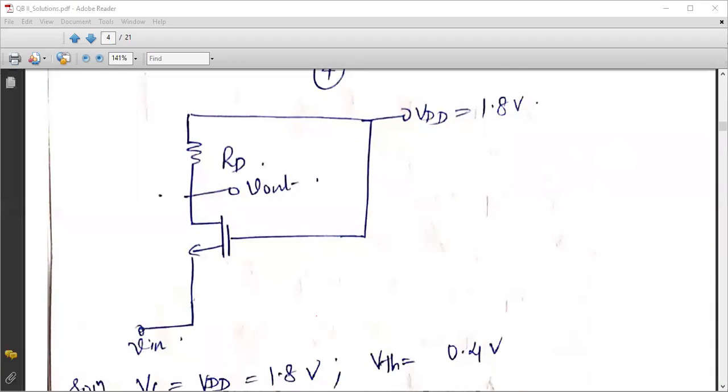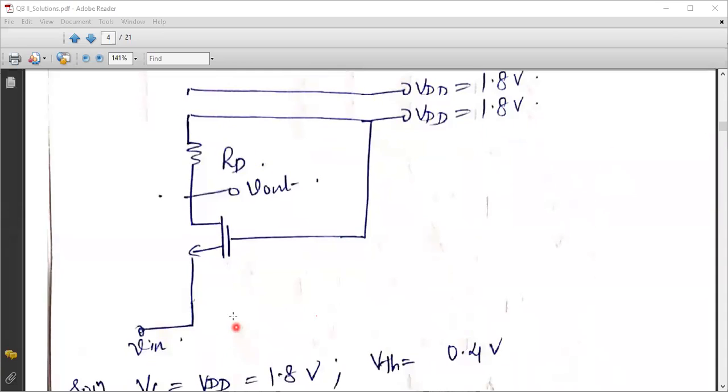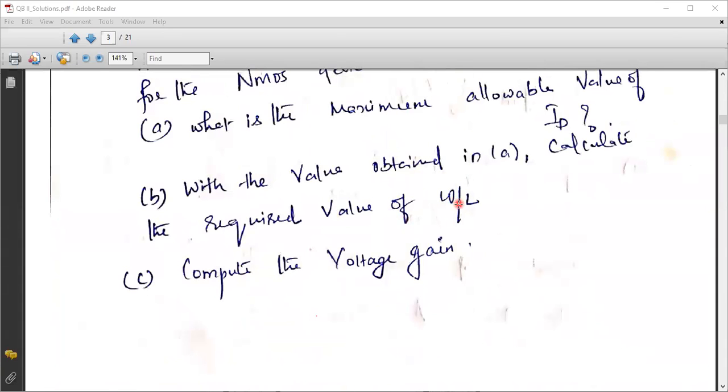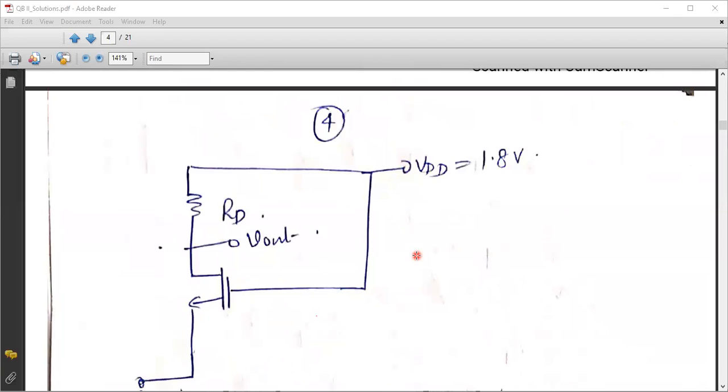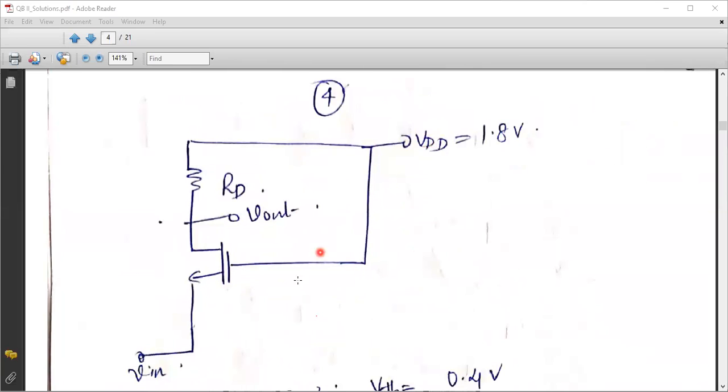I hope you have taken out the circuit diagram. What you need to find is you have to solve for W by L, that is aspect ratio, the drain current as well as the voltage gain, similar to the previous question. But you can see the rearrangement in the circuit, right? We have a short circuit from gate to the supply. So if it is a short circuit, it is understood that this voltage will appear at the gate also. So whatever you have given at the power supply terminal VDD, that is 1.8 volt, that will be coming to the gate terminal as well.